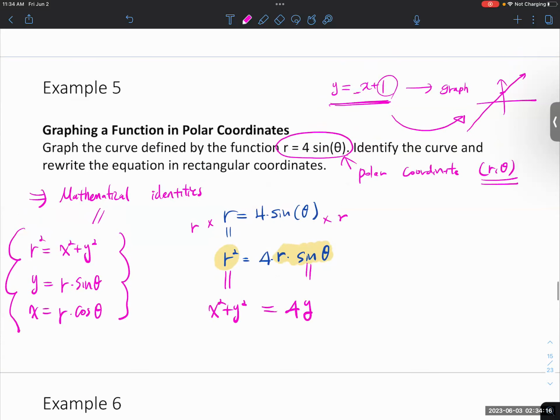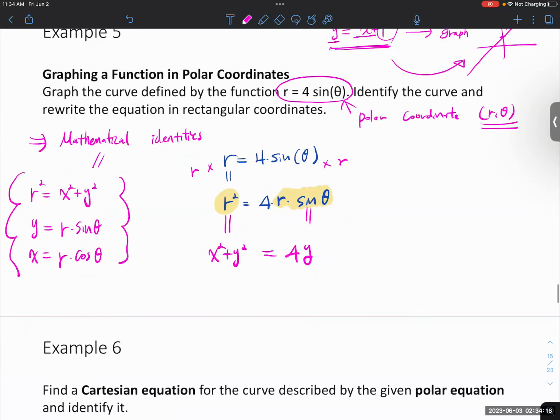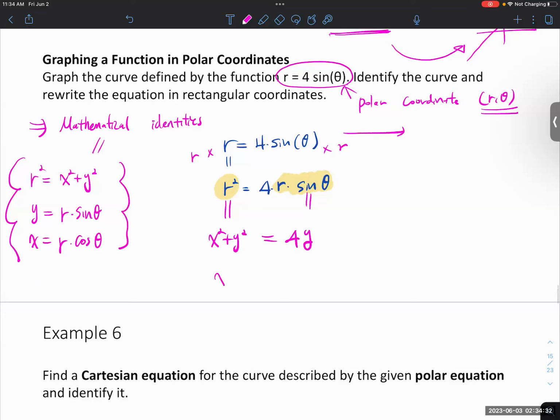I don't know how to graph based on r comma theta. I know how to graph based on x comma y. So we are going to convert this polar coordinate equation into a rectangular function just based on x comma y. So now it means x squared plus y squared, and I'm going to move this one to the other side, so it is going to be minus 4y equals 0. It looks like a quadratic function.